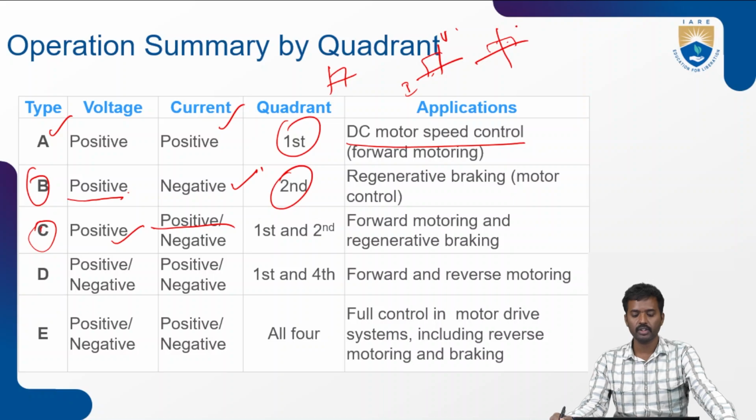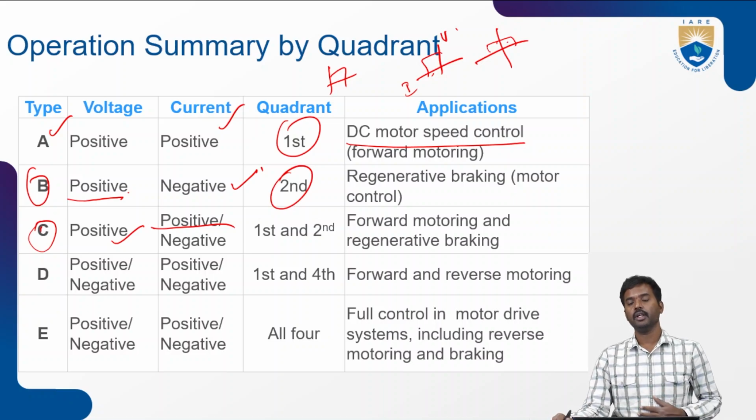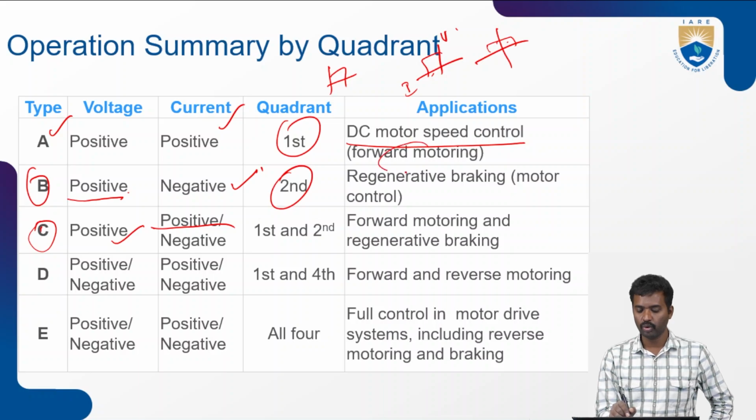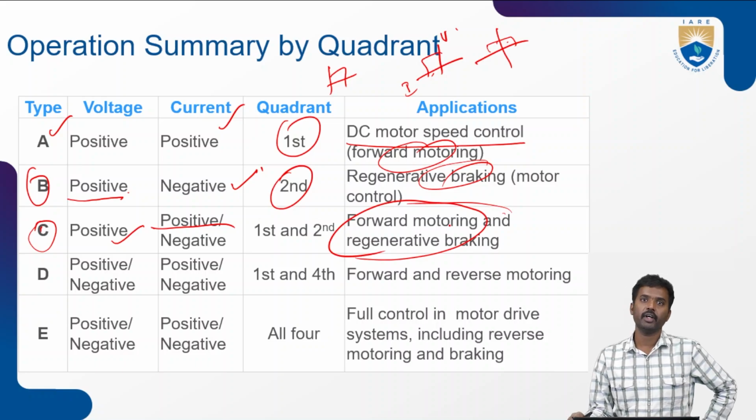So the two-quadrant chopper operates in the first and second quadrants. Here it is operated with forward motoring and regenerative braking. So it works in both.